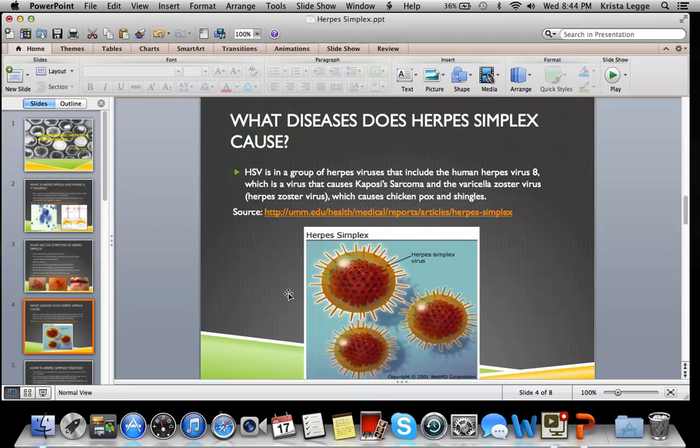What diseases does herpes simplex cause? Herpes simplex is in a group of herpes viruses that include the human herpes virus 8, which is a virus that causes Kaposi sarcoma, and the varicella zoster virus, or herpes zoster virus, which causes chickenpox and shingles. Now, when you really think about these three diseases, you don't really associate them with herpes at first, but when you think about what chickenpox looks like, what shingles looks like, and what the Kaposi sarcoma lesions look like, it does look a little bit like herpes.